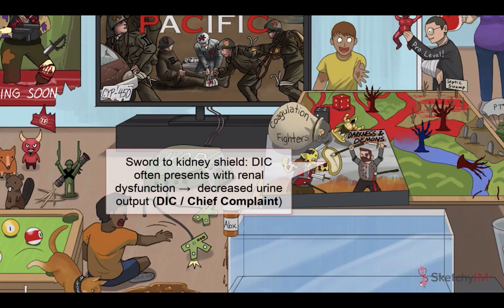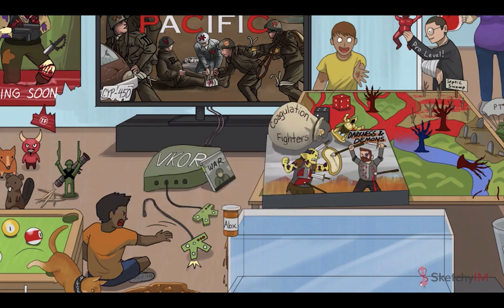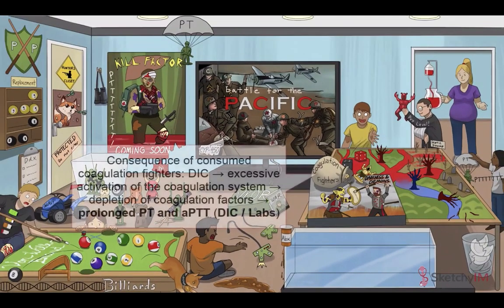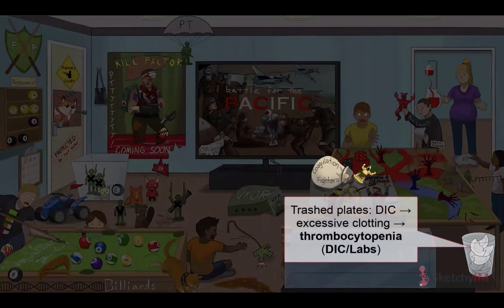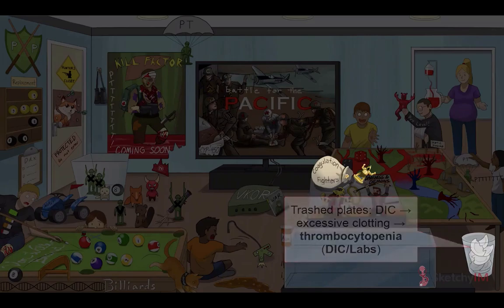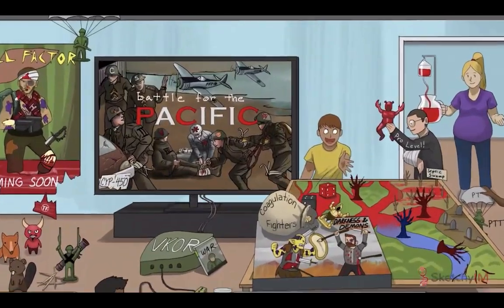And, as suggested by the stabbed kidney shield, the kidneys are a frequently affected organ system in patients with DIC. Check for a decreased urine output, an early sign of kidney compromise. I think it goes without saying at this point, but because we're using up coagulation factors here, just a reminder that both PT and APTT will be prolonged. Additionally, expect that platelet count to be low, as depicted by these torn up, used plates.